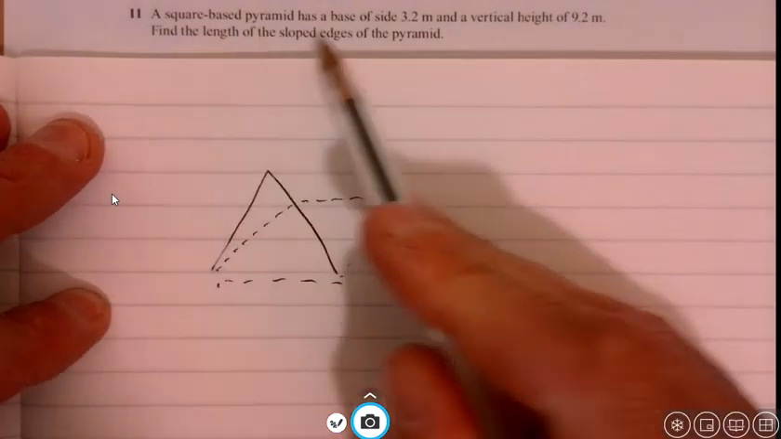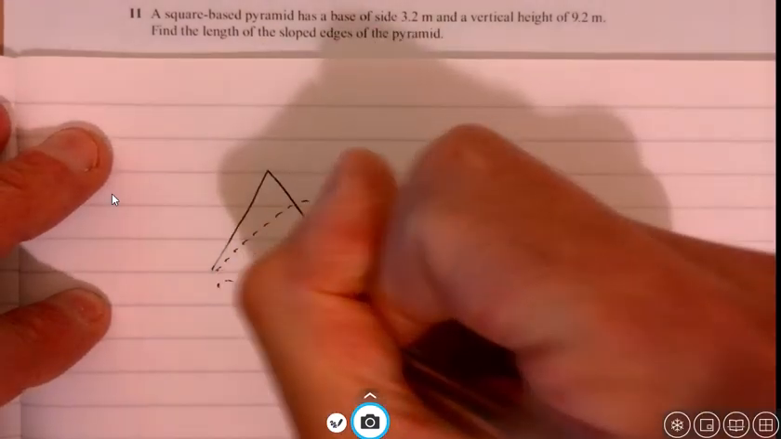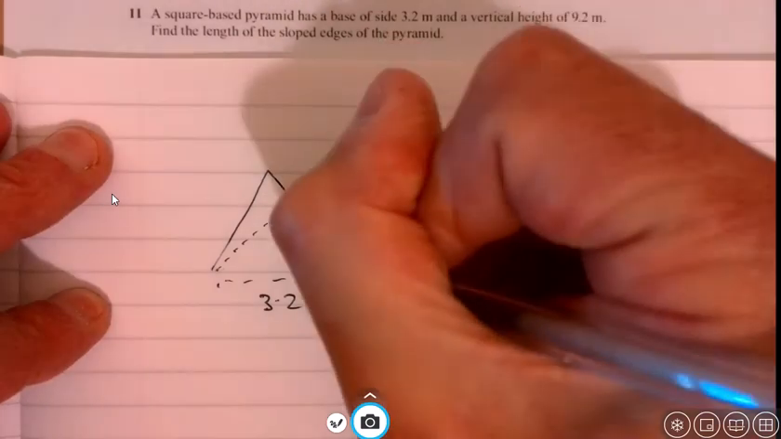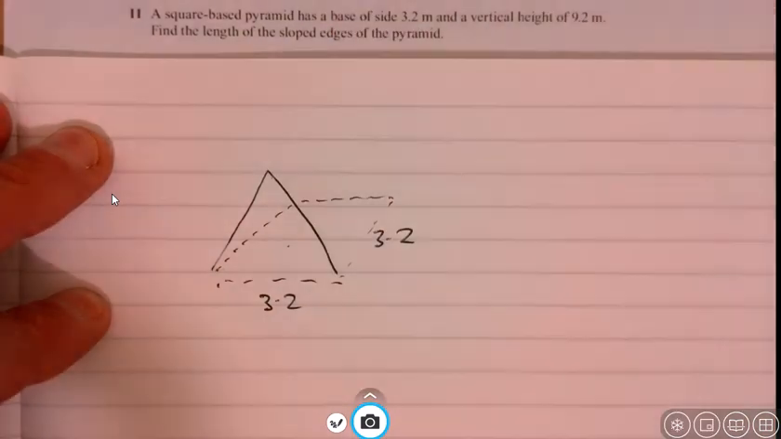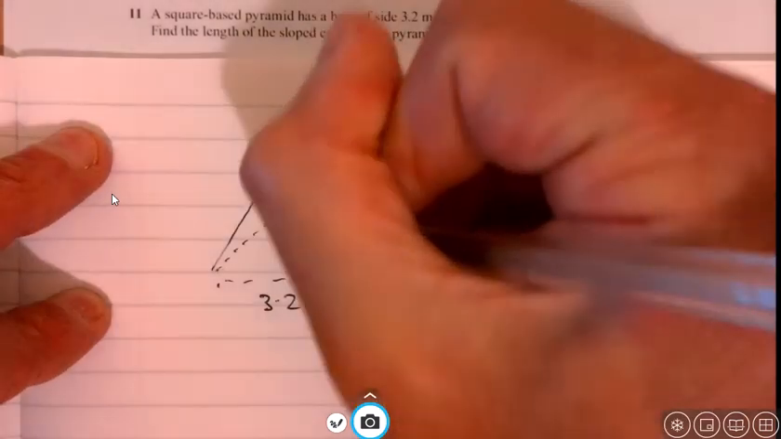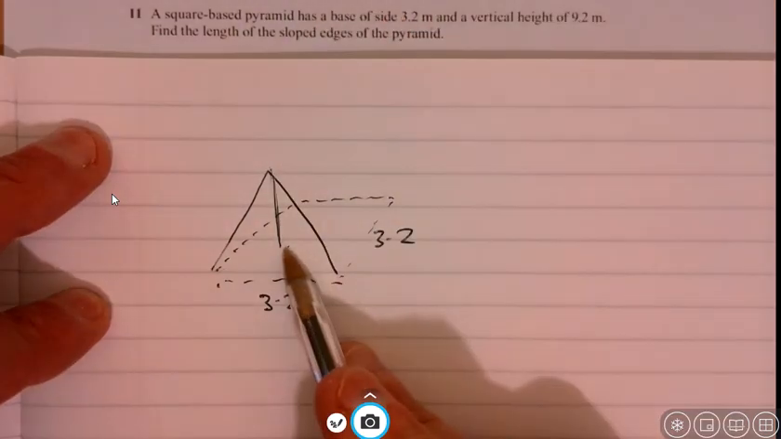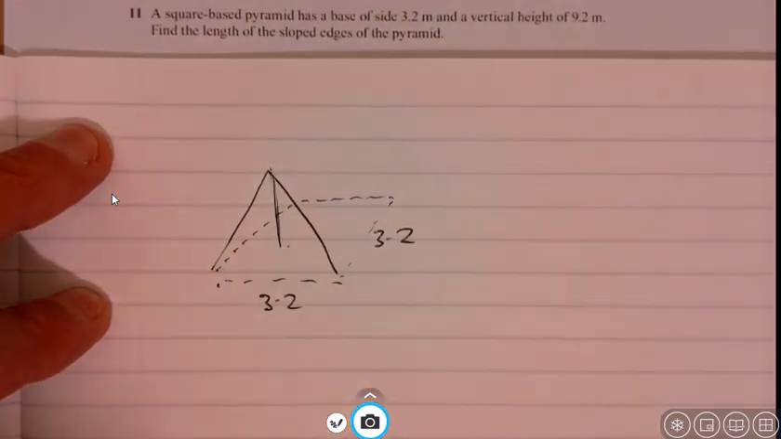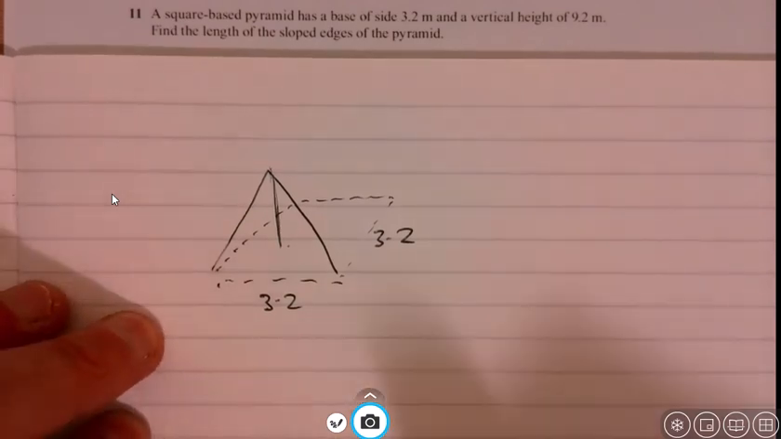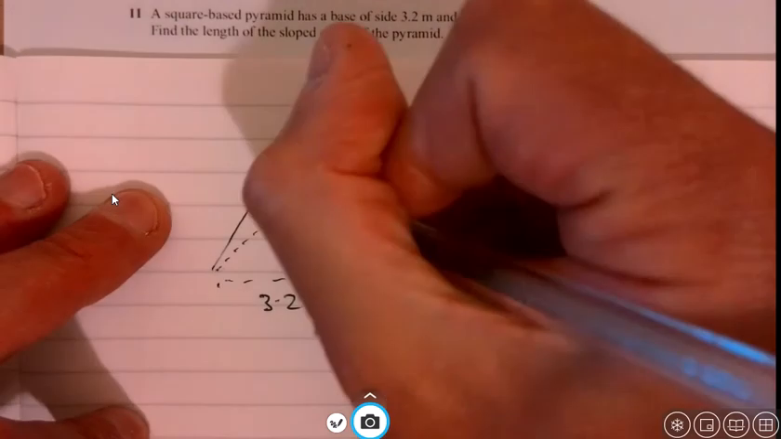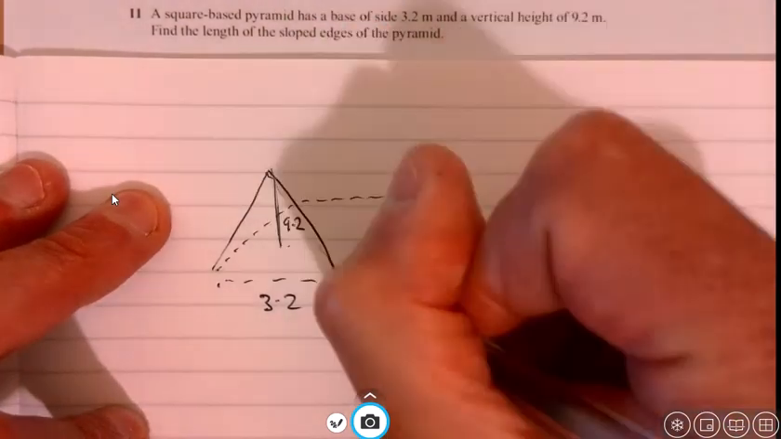It says a square base pyramid, so that there is 3.2, and that there's 3.2. And then it tells me the vertical height. Now, my diagram is absolutely hopeless, but we're talking about that height just there. That's meant to come to the centre of the square. It doesn't matter if it's not a very good sketch, it's just trying to get you a feel of what's going on. So that there's 9.2. So the question is, what's this length just here?